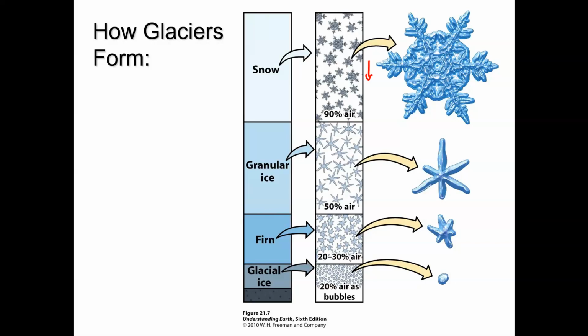reconfigure themselves as water molecules exchange between some of these, and they will become granular ice with less pore space, 50% air instead. And then as you compress it a little bit more, it's called firn, and now it's down to 20 to 30% air. And eventually you compress it enough where it would be considered glacial ice.